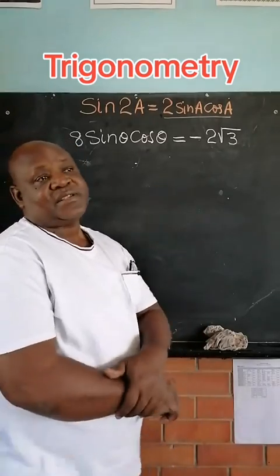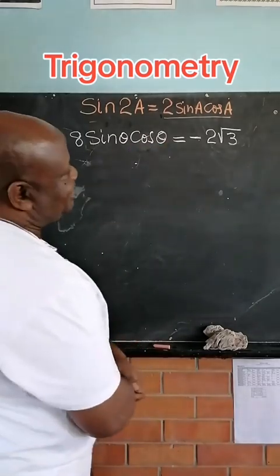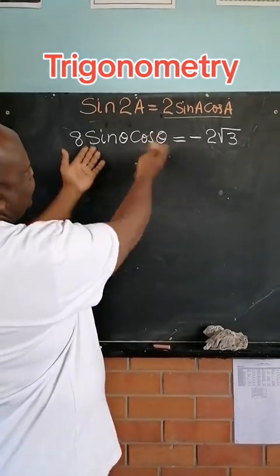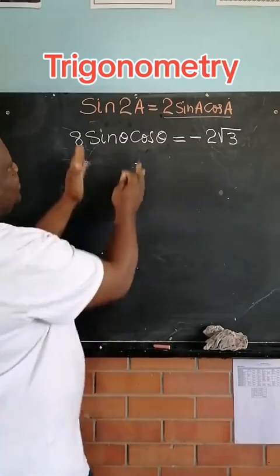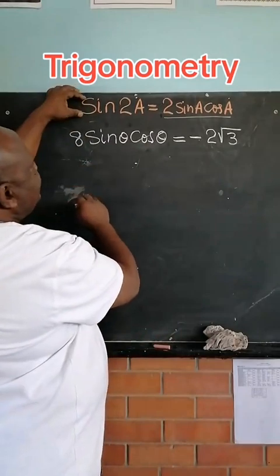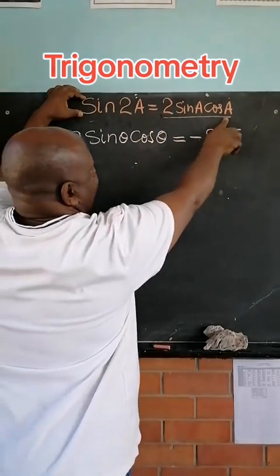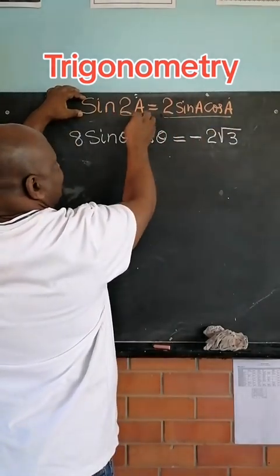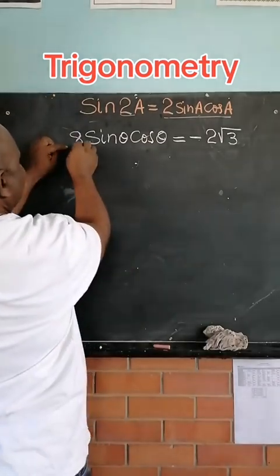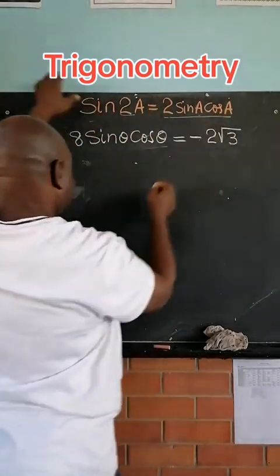Let's look at this general solution question. 8 sin theta cos theta is equal to -2 square root of 3. The challenge that we have is that we have a mixture of sine and cos, but luckily we have a way of resolving that. We have a trig identity that says sin 2A is equal to 2 sin A cos A. So this is a double. This is a single of an angle. That means my task is to deal with the left hand side so that it involves a double angle.